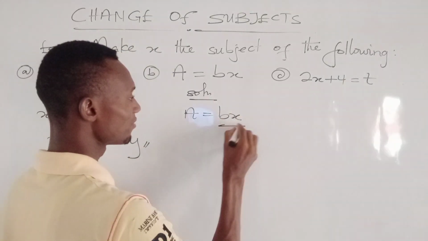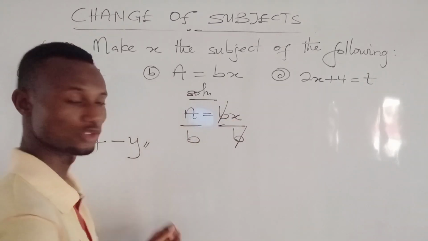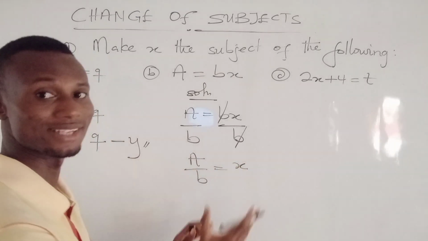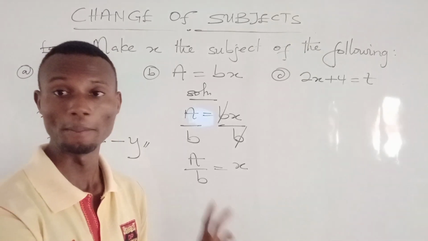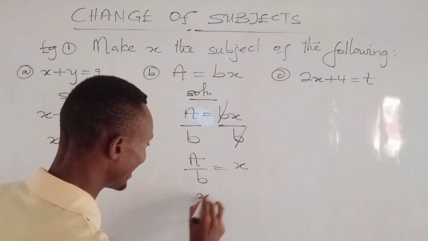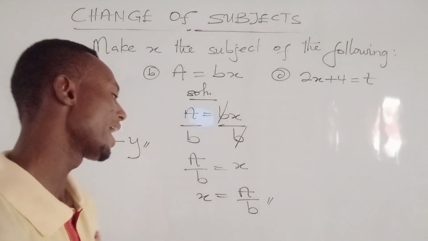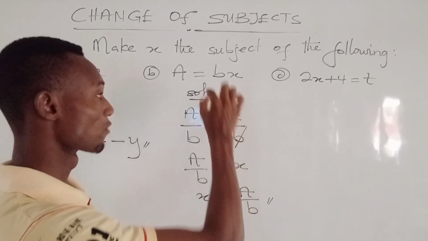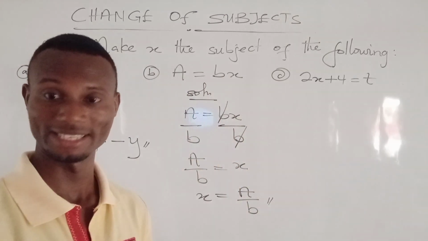So I'm going to divide here by b and here also by b, so that this b and this b can cancel. So I have my a over b equals s. You can see that s is standing alone in this equation, and that is the answer for making s the subject. So s equals a over b, and that is our final answer for making s the subject from this given equation, which is a equals bs, and I hope the explanation is clear enough.